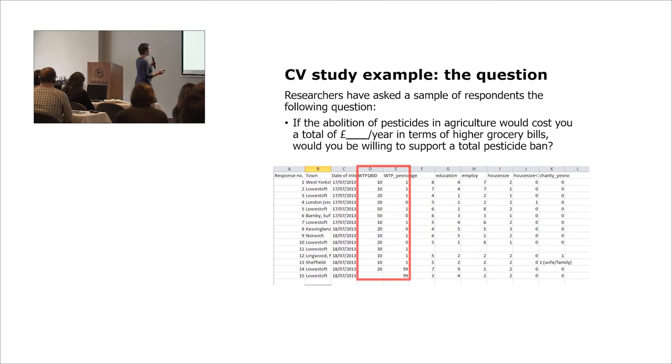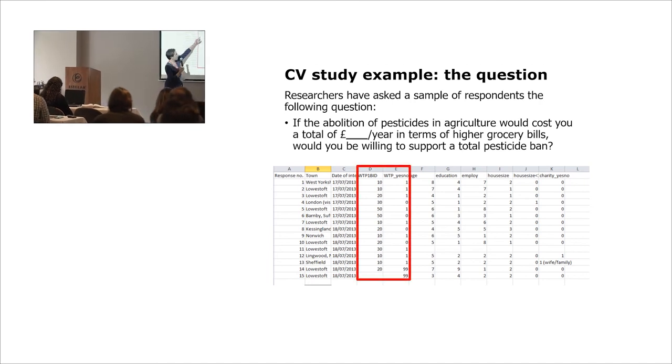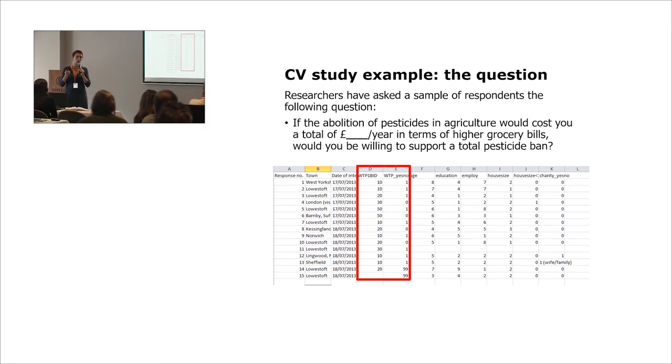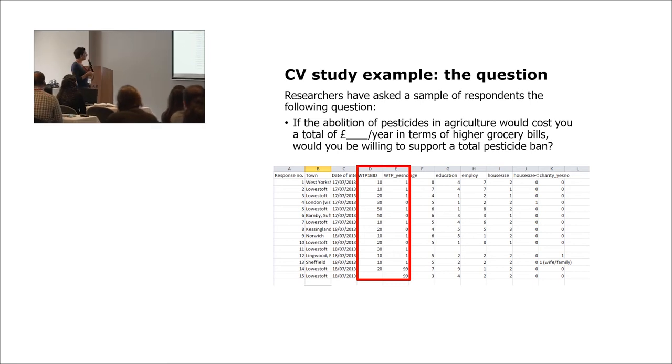10, 30, 50, 20. So we have a good spreading of value randomly allocated across my respondents, okay? And I've got yes and no, and then all the other questions on my questionnaire. So this is how contingent valuation, single bounded questions look like in Excel.